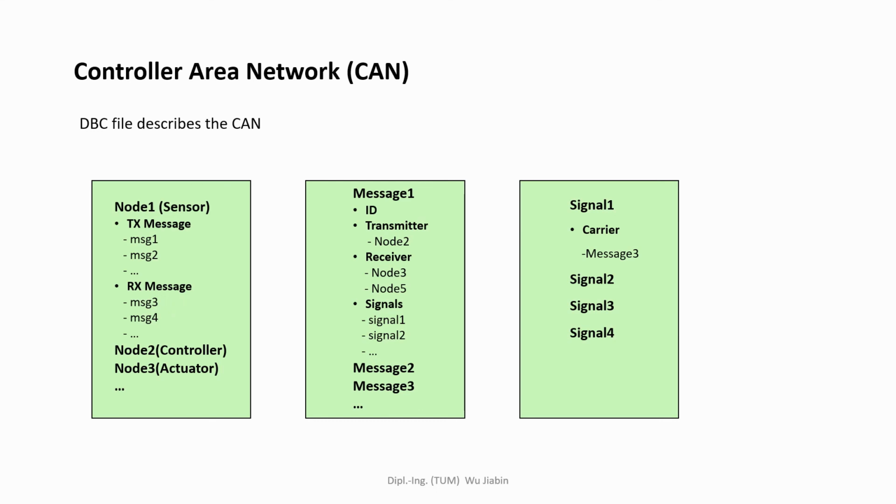And the second node, controller, actuator, and the message part. Each message has a unique ID, and different IDs have different priorities. The transmitter is the node that sends the message, and the receiver is the node that receives and processes this message. Signals are the data that is carried by this message. And in the signal part, the carrier is the message that carries this signal.